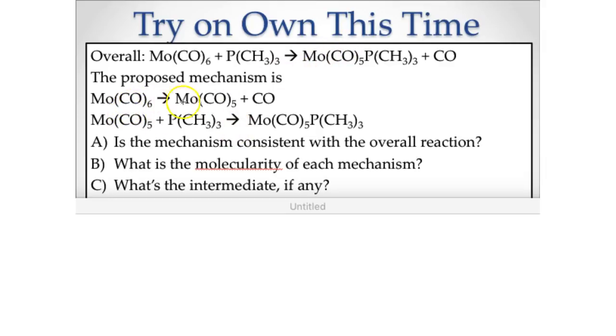So you have to read this carefully. If you look here, MoCO5 is on the right and it's on the left, so it cancels. None of the other substances are going to cancel here, so it's going to be MoCO6, which is there, and then PCH33, which is on the left side of this arrow, and it's supposed to be on the left side here, so that's good. And then on the right side of the arrows, you see CO, so CO is there, and MoCO5 PCH33 is right there. So yeah, it is consistent. So A is consistent.